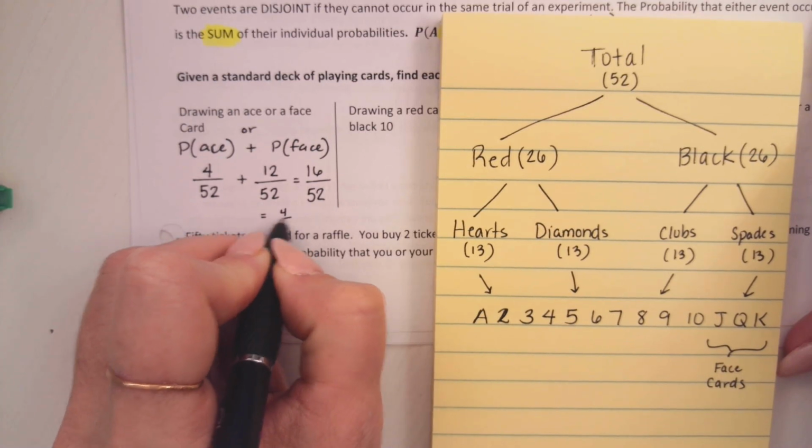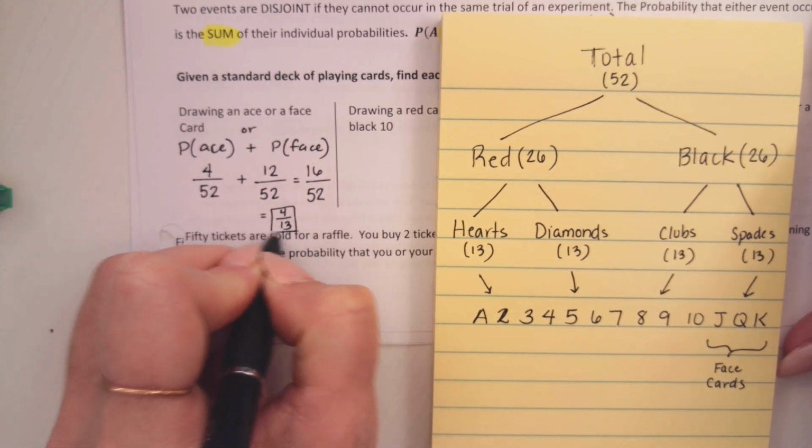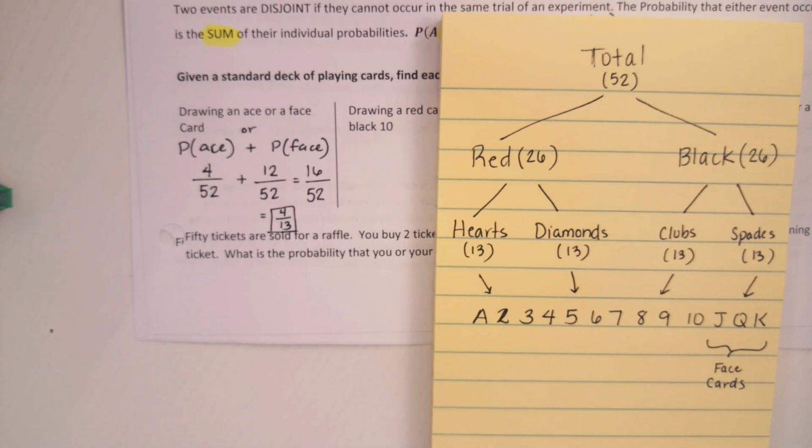4 over 13. Yep. Not bad. Okay. All right.